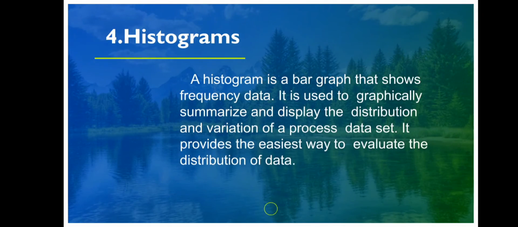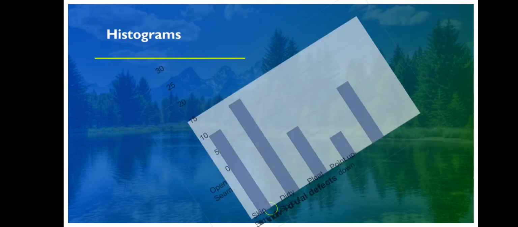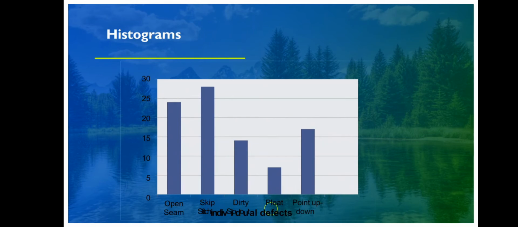A histogram is a bar graph that shows frequency data. It shows the level of the defect by the bar diagram. It is the easiest way to evaluate the distribution of data. Let's go to the graph. In this graph, the left axis is the number of defects and the down axis is the types of defects. In this graph, they show each individual defect with the counts, and we can visualize the different types of defects with the counts. It is easy to view.